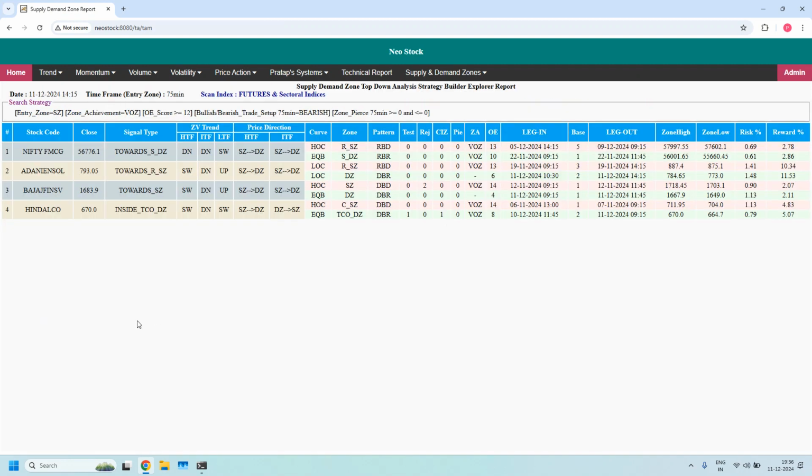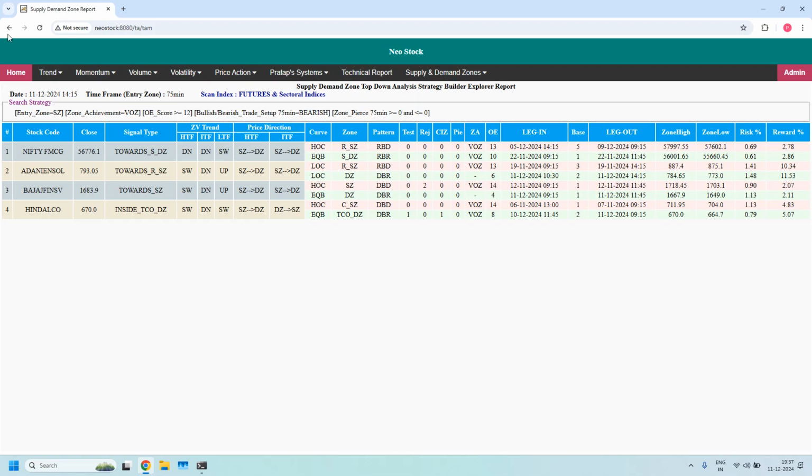We got only 4 stocks supporting bearish trade setup for weekly income trade. And all these entry zones are 75 minute supply zones. So we got 4 75 minute supply zones. Out of these 4, there could be some high probability setup supported stocks might be available.